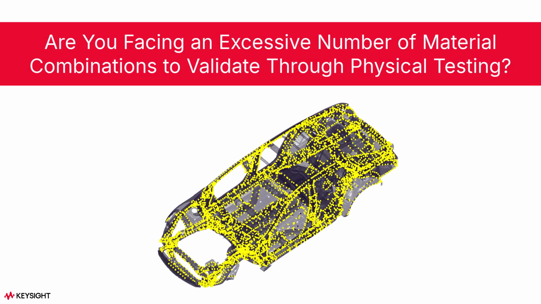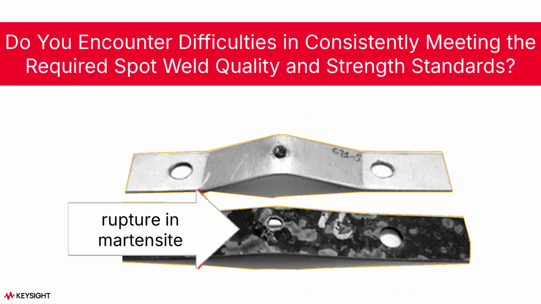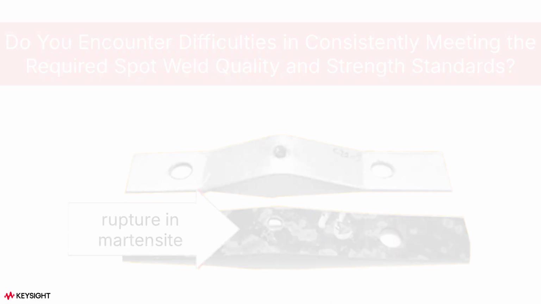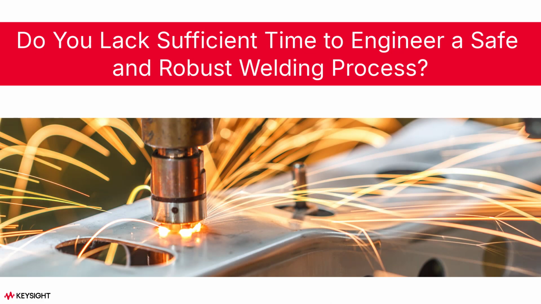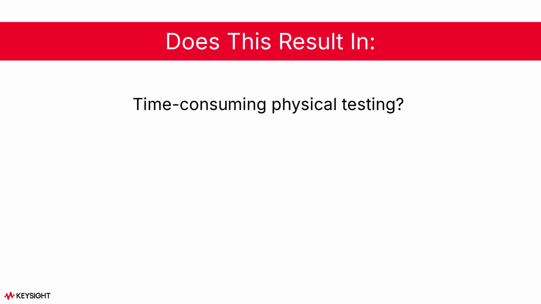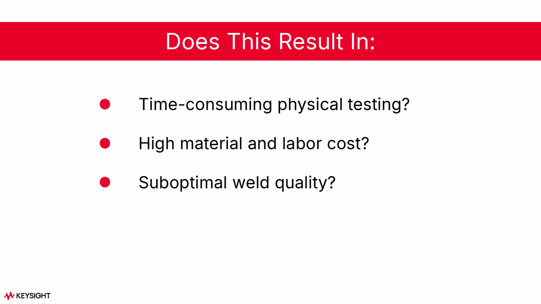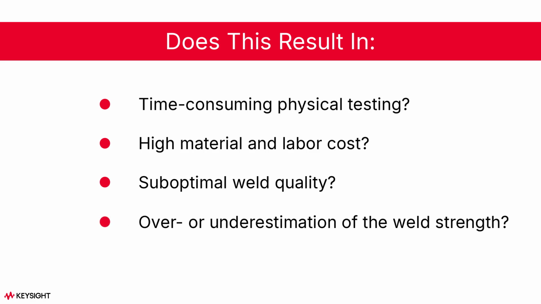Do you have too many material combinations to test physically? Or do you struggle to ensure the required spot weld quality and strength? Or are you lacking the time needed to engineer a safe and robust weld process? And does this result in time-consuming physical testing, high material and labor cost, suboptimal weld quality, over or underestimation of weld strength, or long feedback loops?